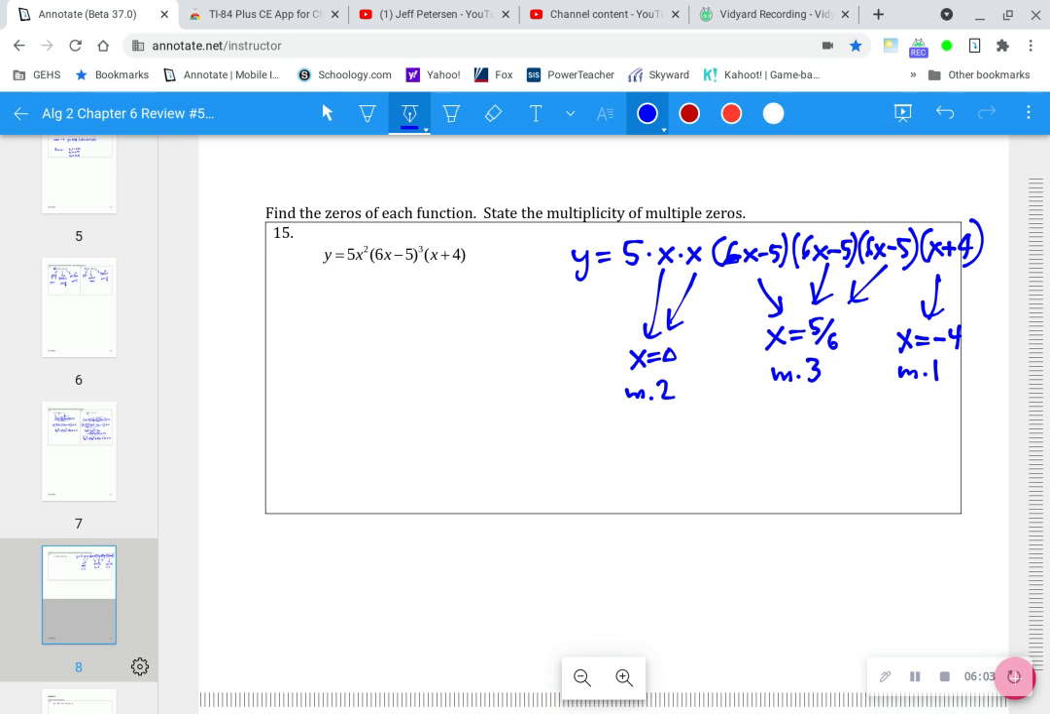Okay, so that does it for problems 13, 14, and 15 in the notes.